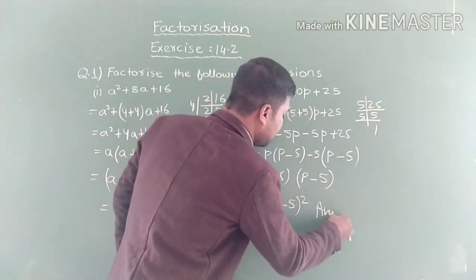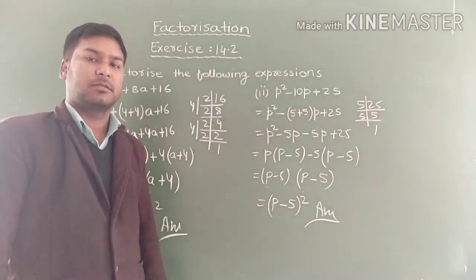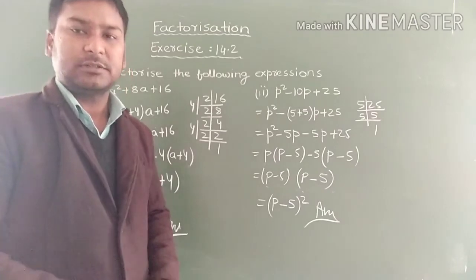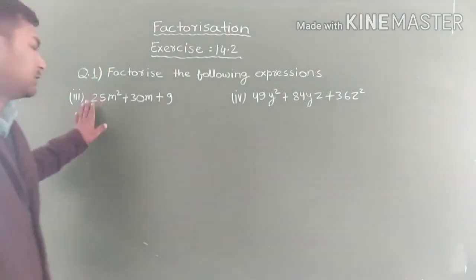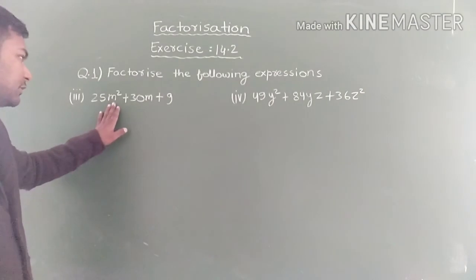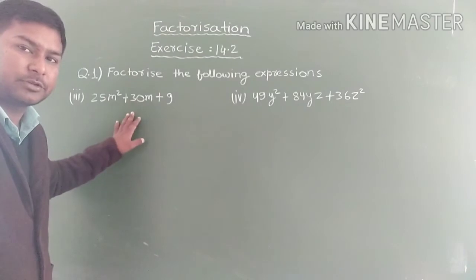And this will be the answer. Okay? Now the next question. Now question number 3: 25m square plus 30m plus 9. It is different from the previous questions.